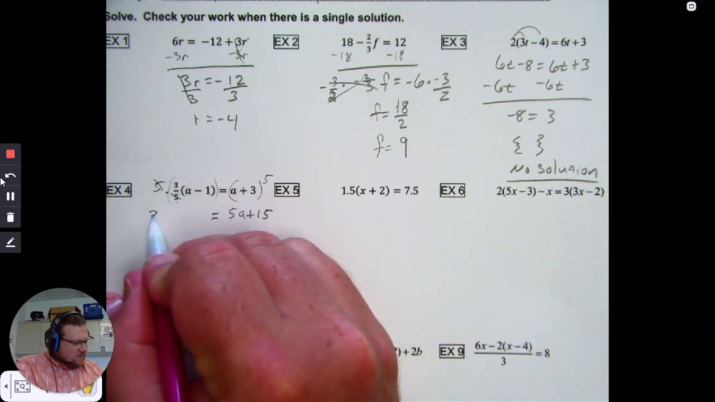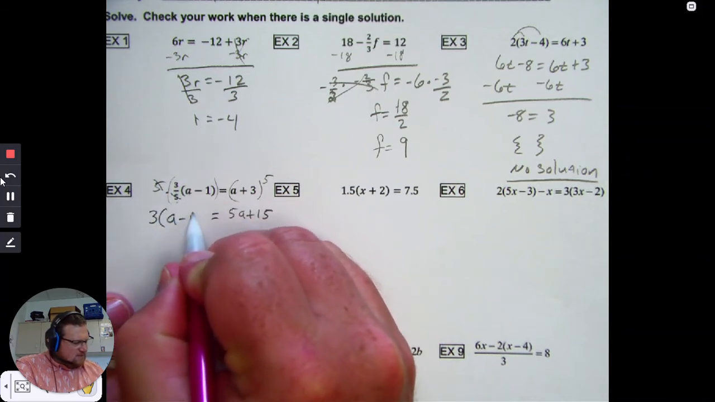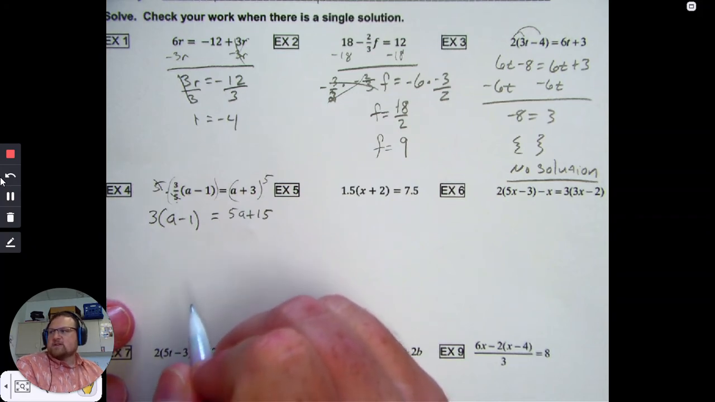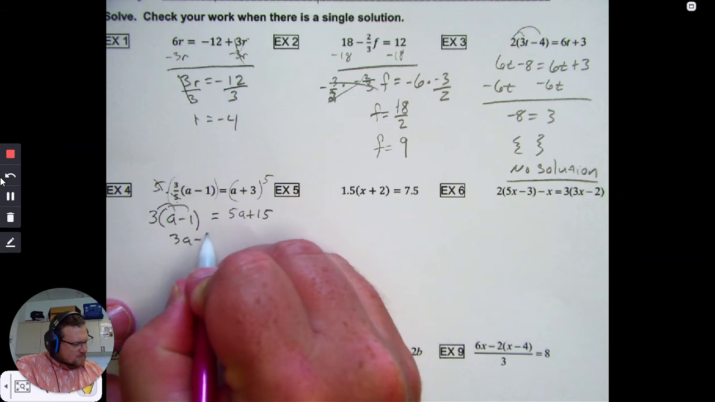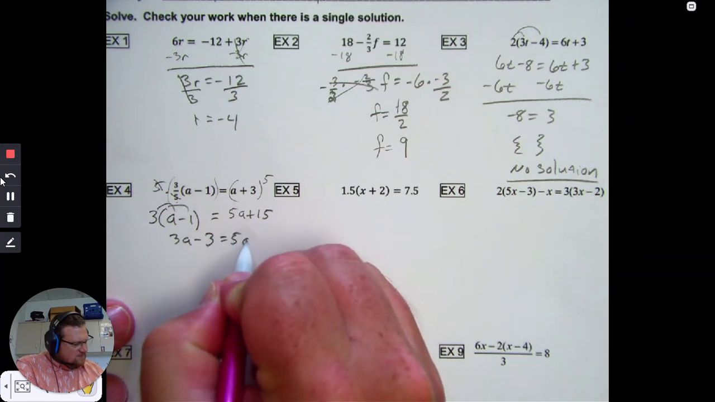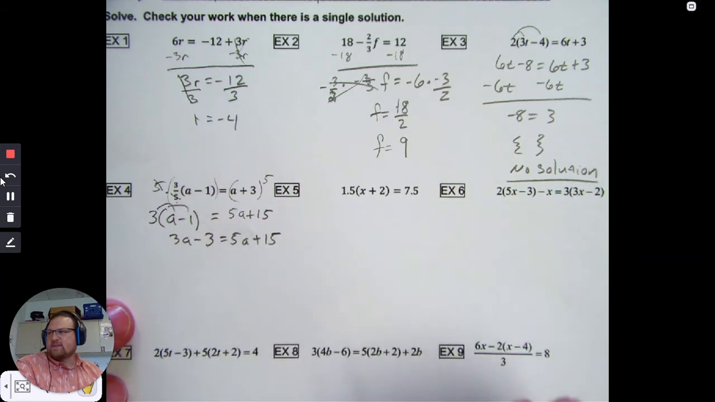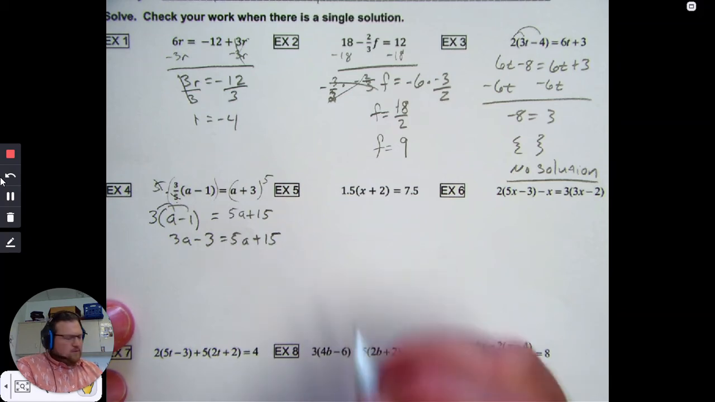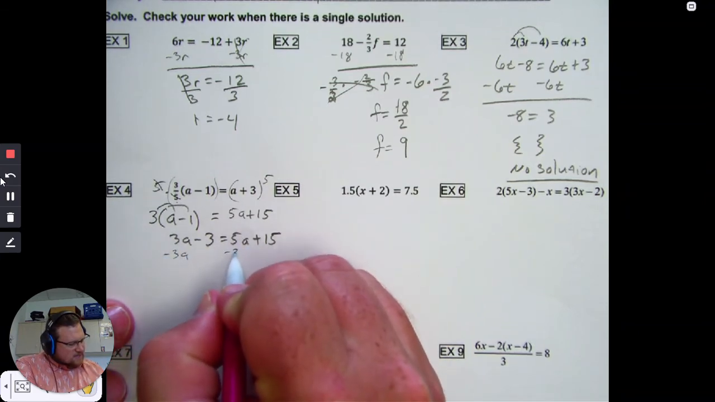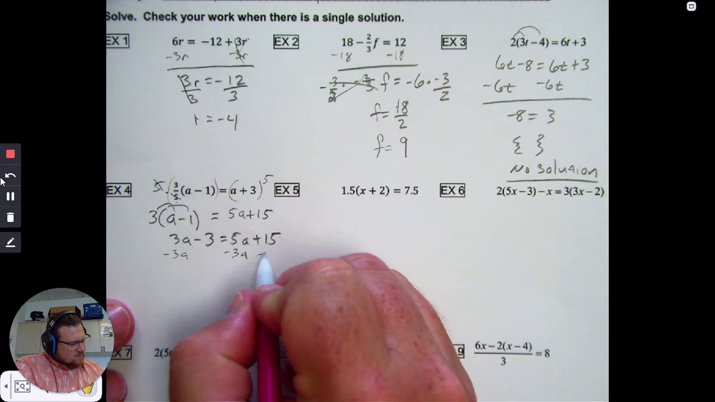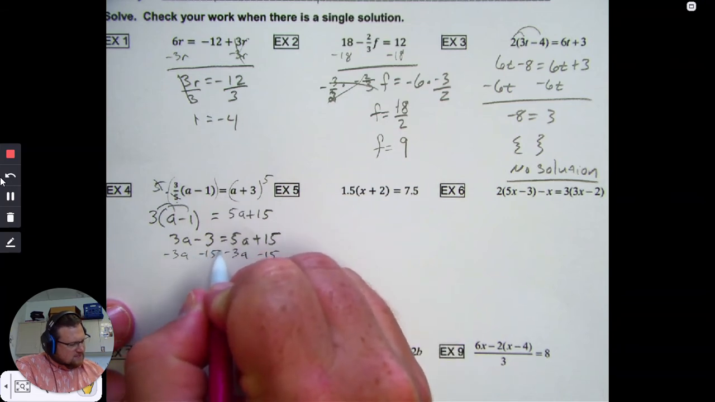we have these multiply out, then we'd be left with 3 times a minus 1. So then we just have to simply distribute this 3. So 3a minus 3 has to equal 5a plus 15. Now we want to get our a's on the same side, so I'm going to subtract 3 a's from both sides, and then I'm going to also subtract 15 to get this a by itself.